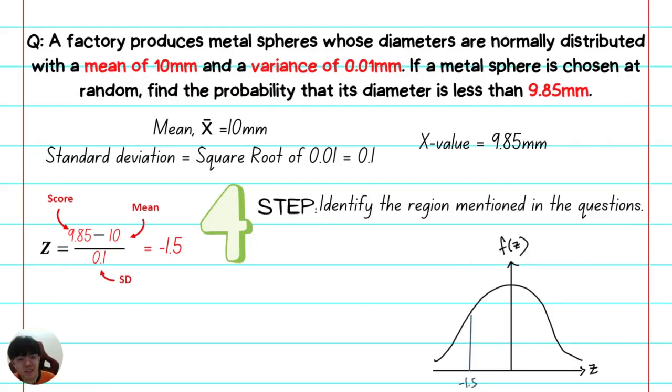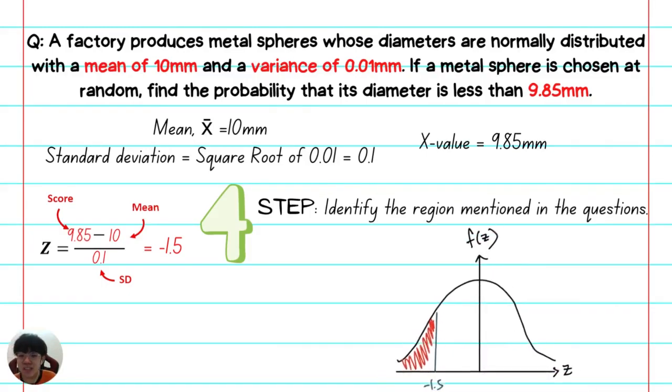The negative symbol indicates the position of the z-score. Next, we have to identify the region mentioned in the questions. So actually, the region mentioned in the questions is the left-hand side of negative 1.5. Why? The answer is from the questions also. The questions require us to find the probability that its diameter is less than 9.85 mm. So that's why we also have to find out the probability that z-score is less than negative 1.5.